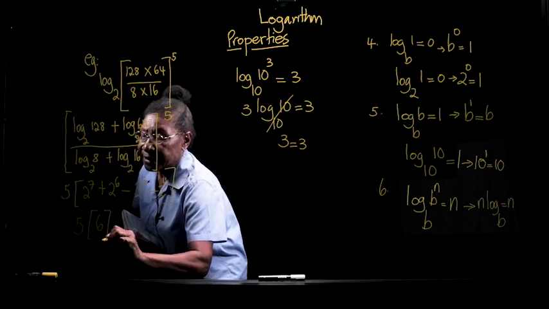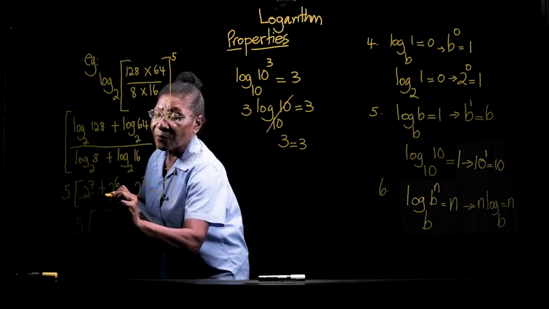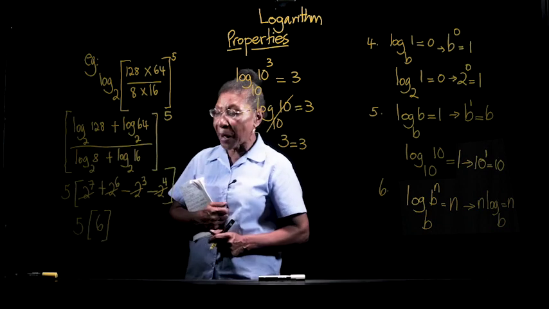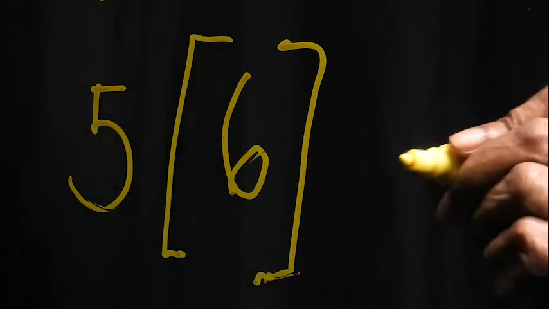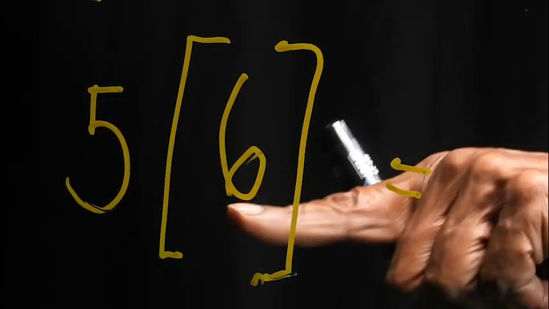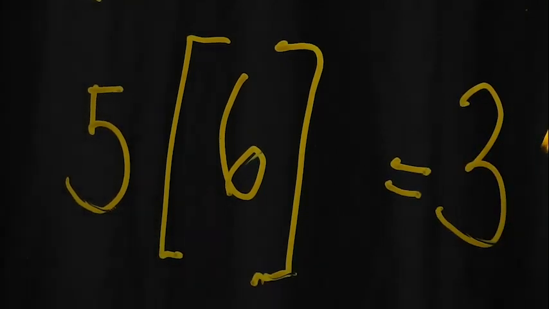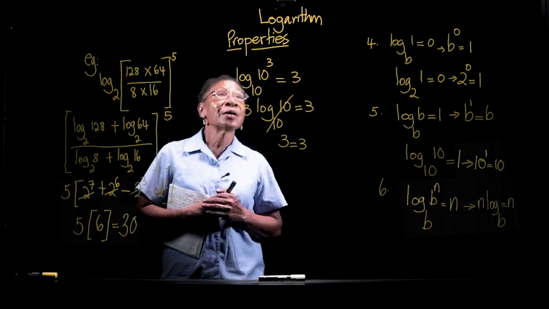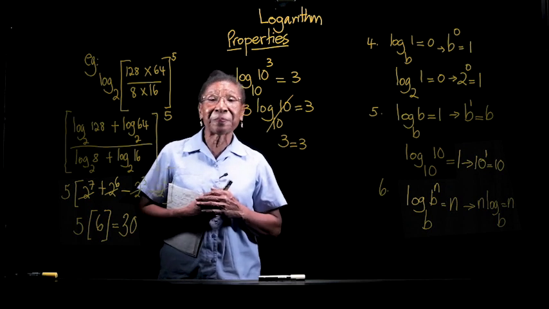When that process is done, note that the logs go off, and you just deal with the powers. Your result then would give you the product of 5 and 6, which gives you 30. And that ends our lesson on properties of logarithm.